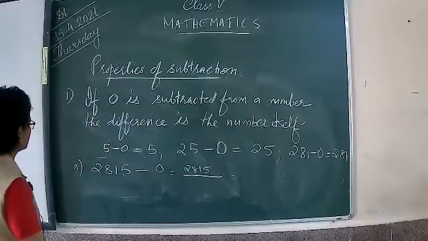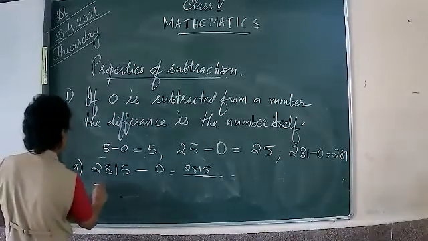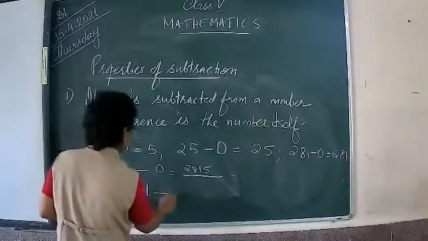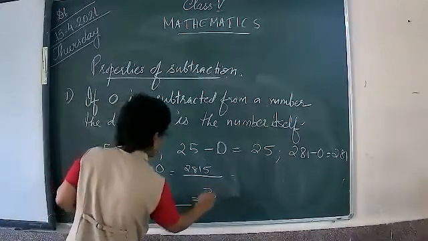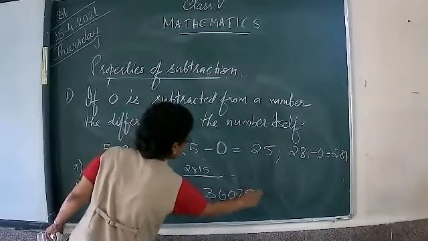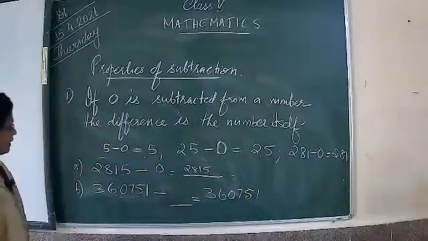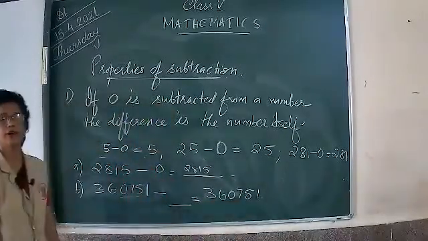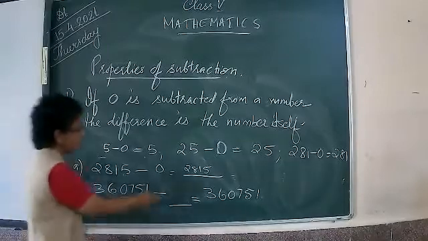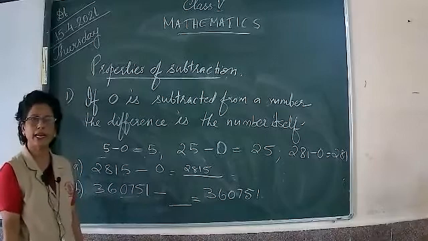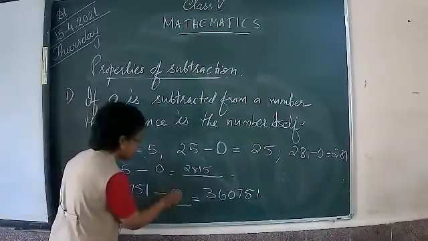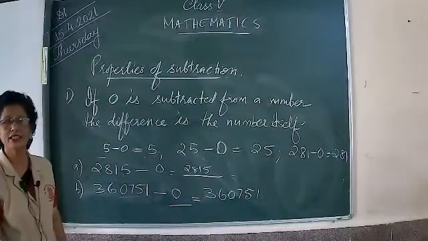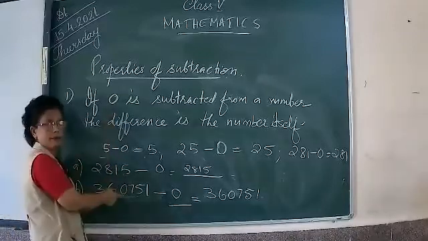Okay. So next one, sometimes the question can be like this: 360751 minus dash is equal to 360751. Look here, the difference is the number itself. That means what will come here? By which number have you subtracted? Very good, 0. That's why you got the same number as the answer. Isn't it, children? So you are using the property there.